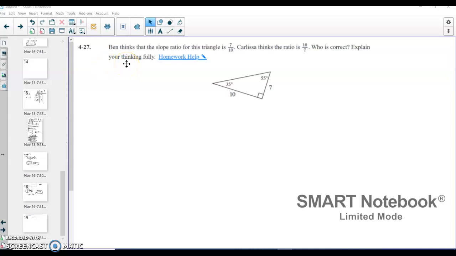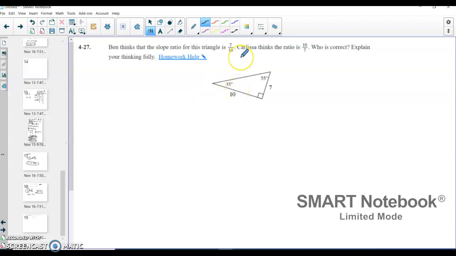Okay, here is a video explaining problem 1 from homework 413, and just taking a look at what we can use for the slope ratio of this triangle. Ben is thinking that he wants to use the slope ratio of 7/10. Carlissa thinks that she wants to use the slope ratio of 10/7, and it's wondering who is correct here. Well, they both are correct, okay?